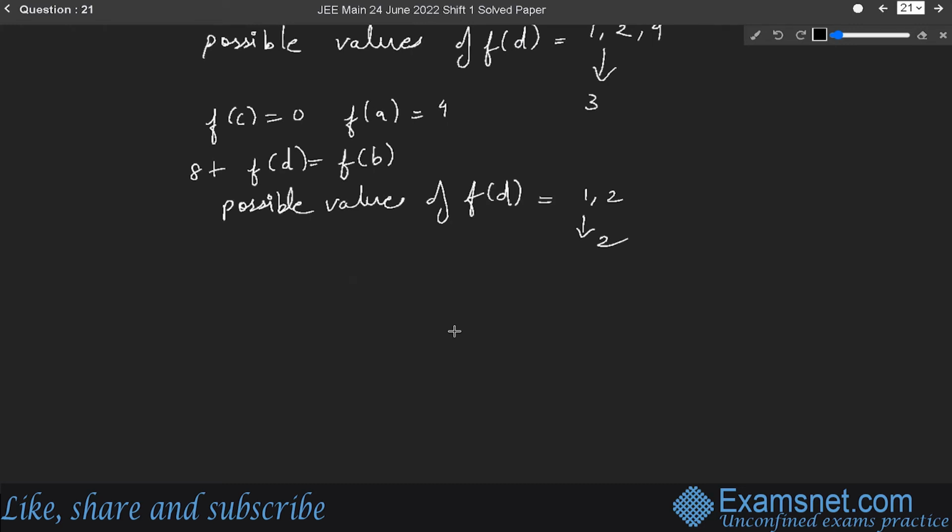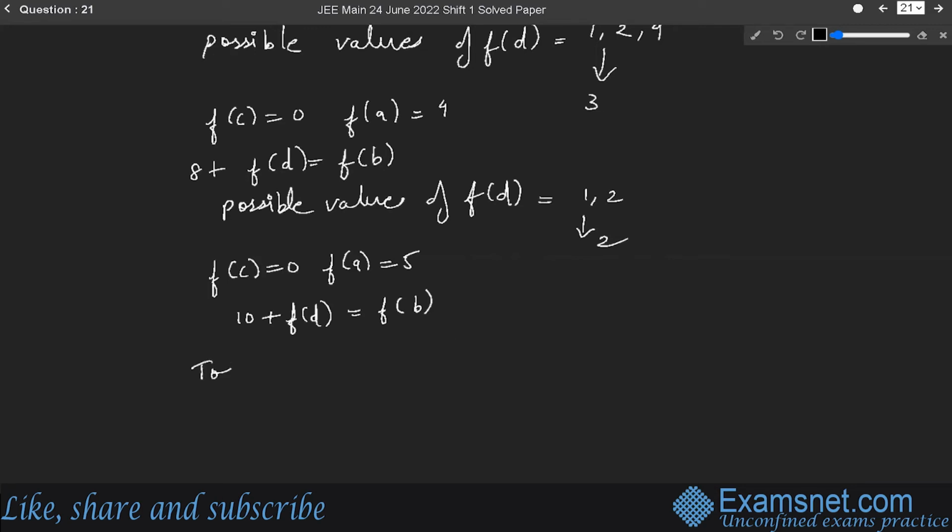Similarly, when f(c) is equal to 0 and f(a) is equal to 5, we can say that 10 plus f(d) is equal to f(b). But the possible value of f(d) cannot be 0, but f(c) is already 0. So no value of f(d) can satisfy. Therefore, no function is possible in this case.